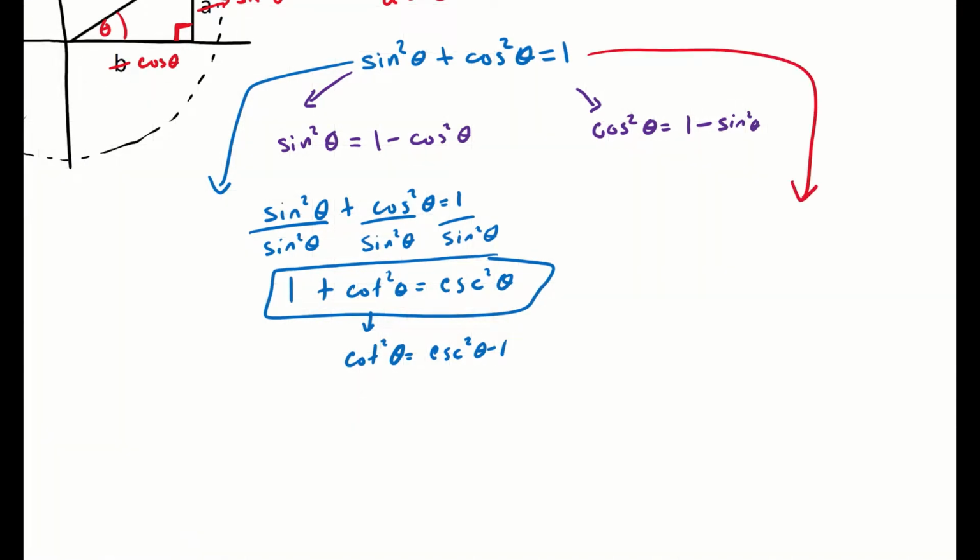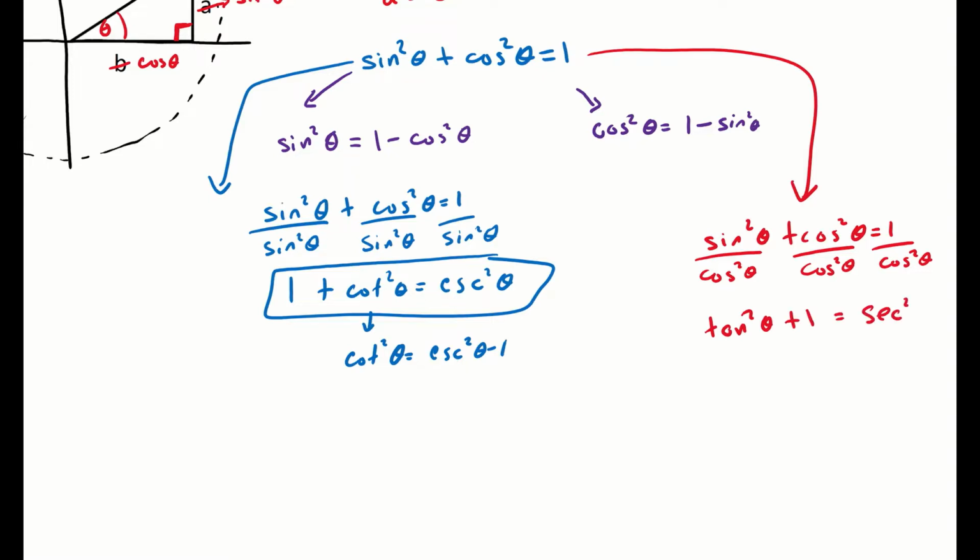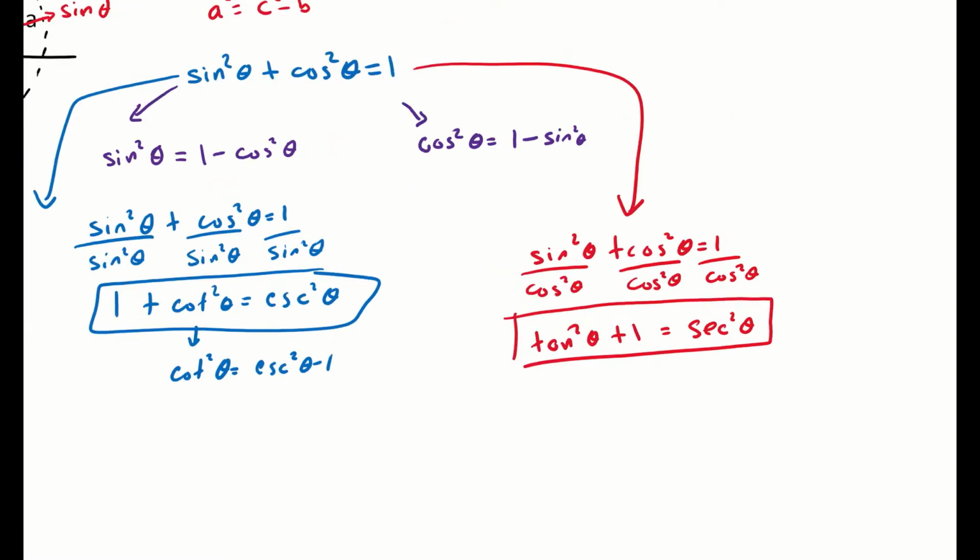And one more. So if we start once again from sine squared theta plus cosine squared theta, and instead of dividing everything by sine, we now divide everything by cosine squared theta, and we simplify, we end up with tan squared theta plus 1 is equal to secant squared theta, and we have another trig identity. And in similar fashion, if I wanted to solve for tan squared theta, then I simply subtract 1 from both sides, and I end up with secant squared theta minus 1, and vice versa.